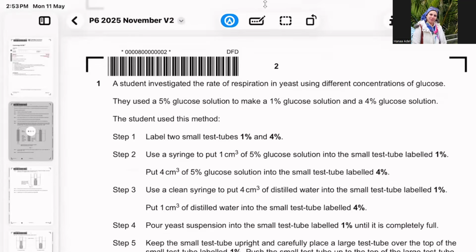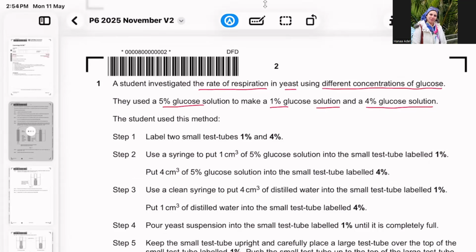Question 1. A student investigated the rate of respiration in yeast using different concentrations of glucose. They used a 5% glucose solution to make 1% glucose solution and 4% glucose solution. So, from the first sentence, who can tell me what is the independent variable?